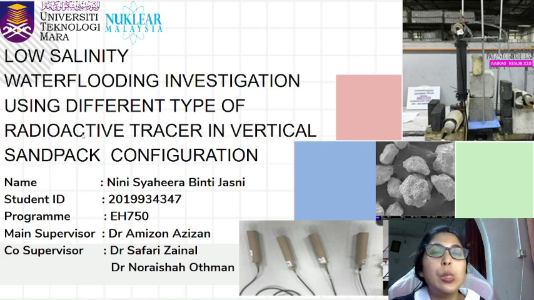I will present low salinity water flooding: investigation of using different types of radioactive tracer in a vertical sandpack configuration. My student ID is 2019934347, program EH750. My main supervisor is Dr. Amizon Azizan, and the co-supervisors are Dr. Zainal and Dr. Noraishah Othman.